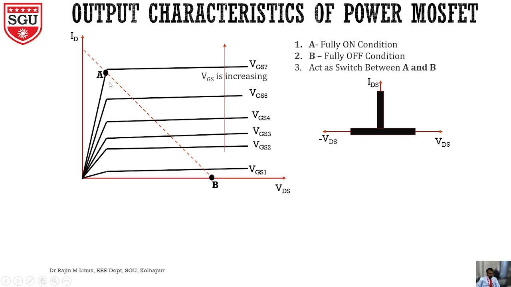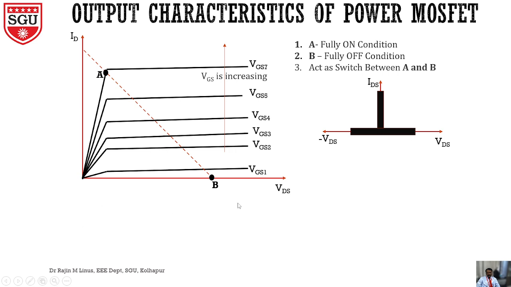There are two operating points, A and B. At A, you can see here, ID is maximum and the voltage is minimum. At B, VDS is maximum, the voltage is maximum and the current is 0. So what we can say is that it will block the forward voltage, VDS maximum. That's why in this ideal characteristic of the power MOSFET also, VDS is maximum.